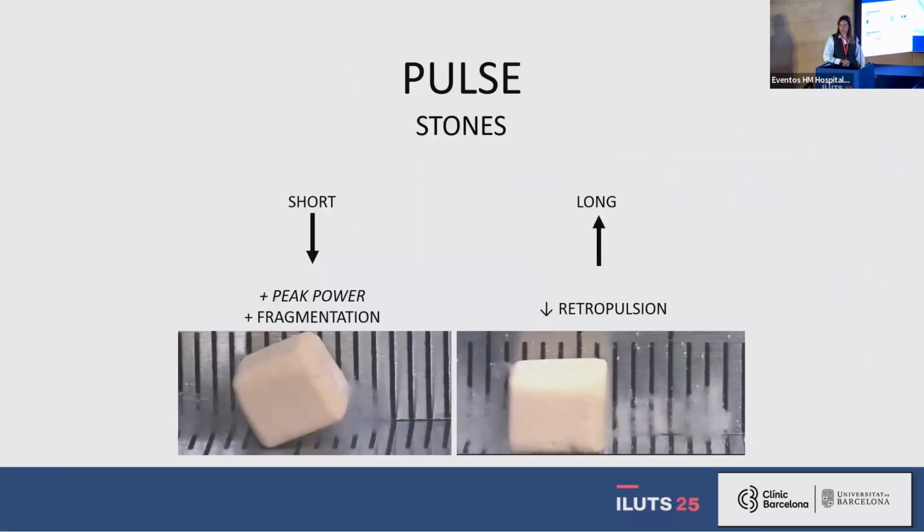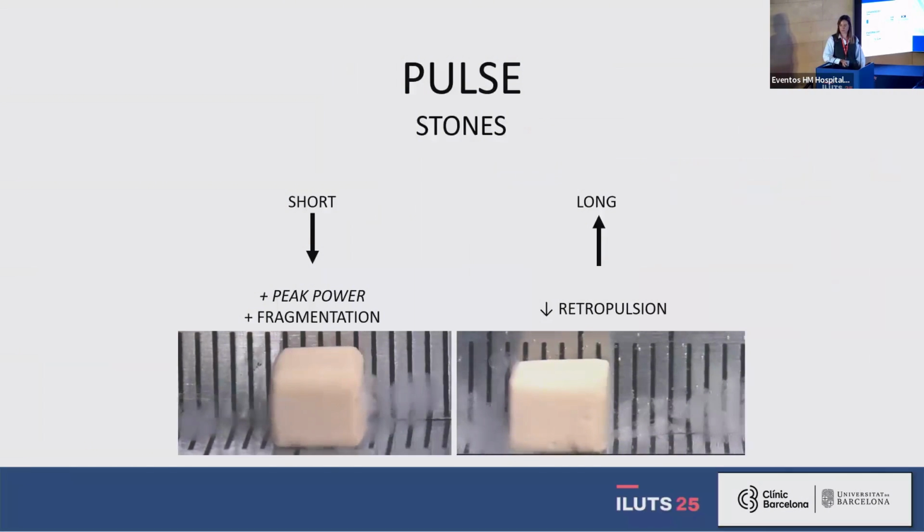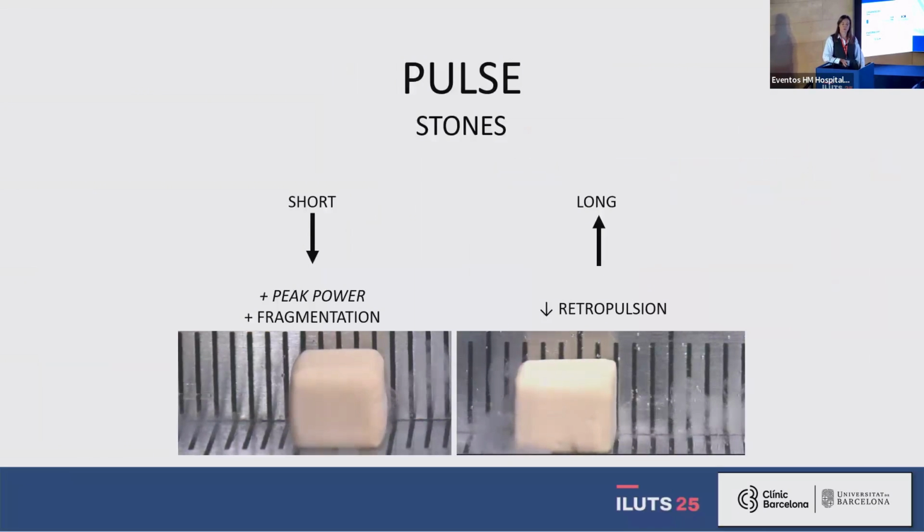For stones, this has a major impact on retropulsion. As you can see here, with longer pulses there will be less retropulsion. The short pulse increases the peak power and will force more fragmentation.